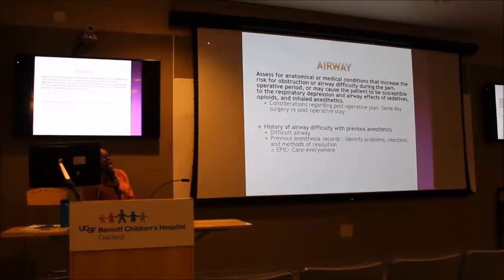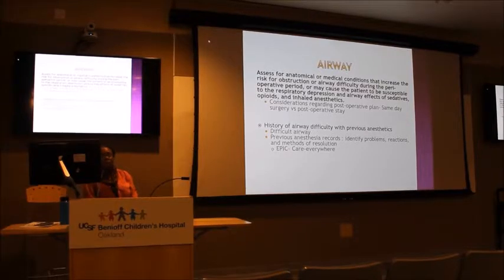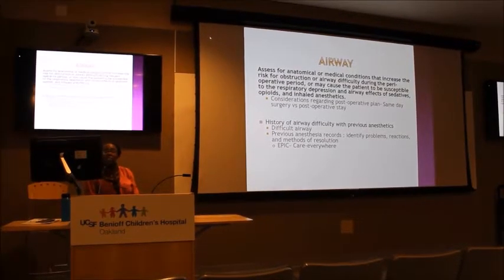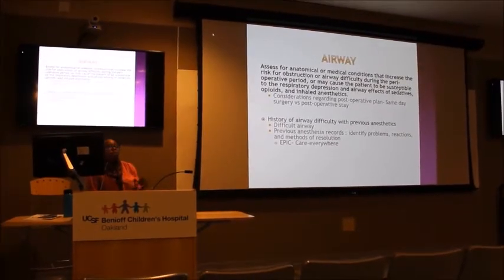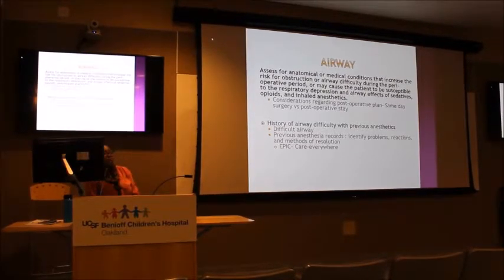For the patients who cannot make it to a pre-anesthesia clinic, which is a lot for various reasons, what I like for you to be able to identify is issues with the ABCDs of these patients. So the A in airway is what we would like for you to do is be able to assess for anatomical or medical conditions that increase their risk of obstruction or airway difficulty during the perioperative period.